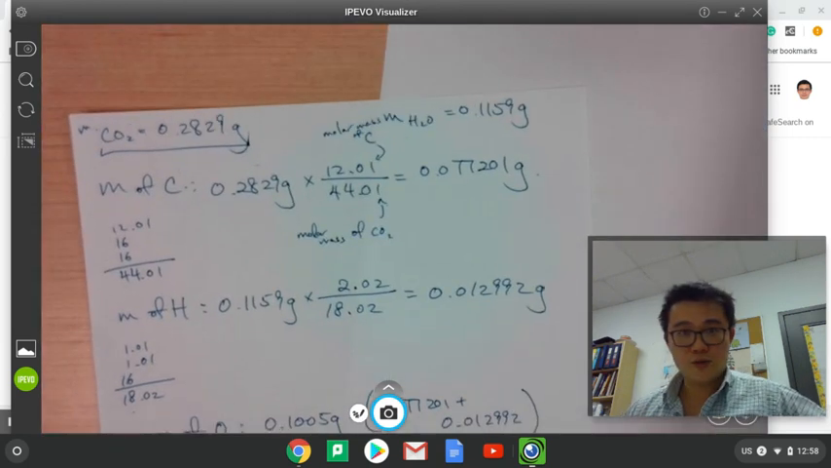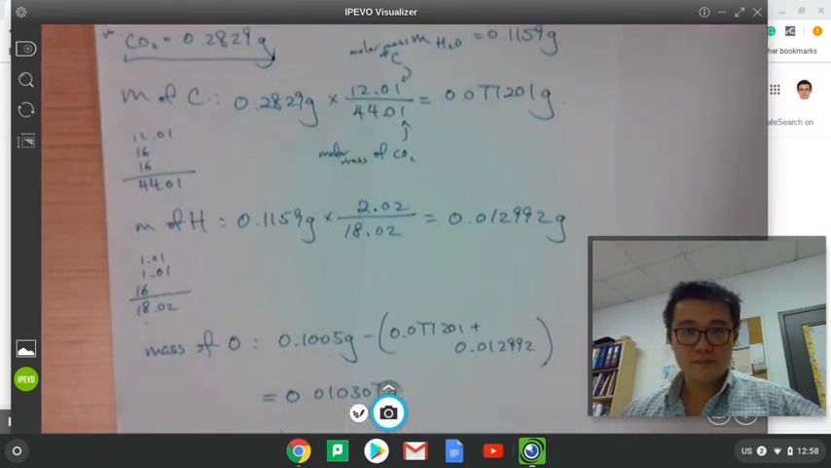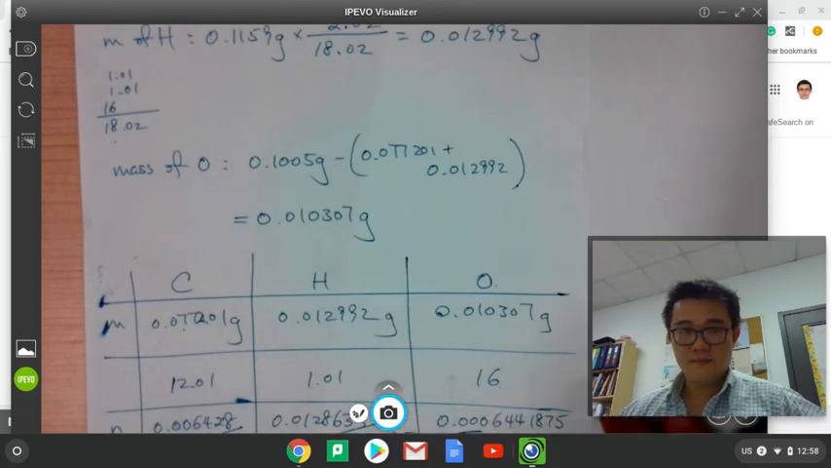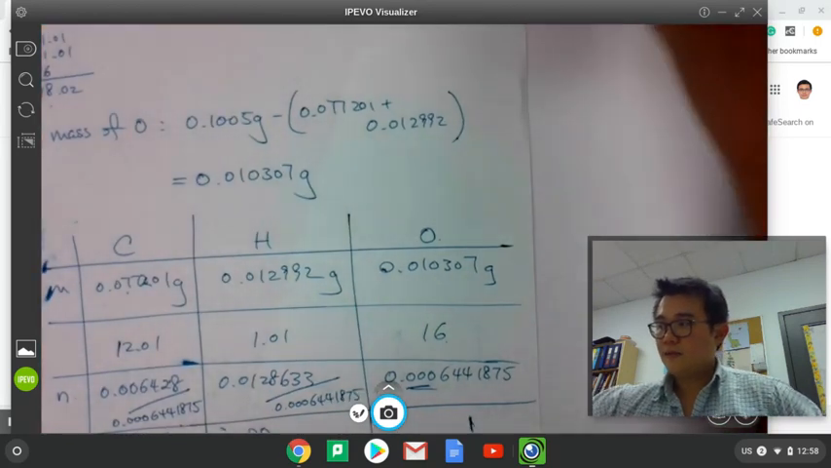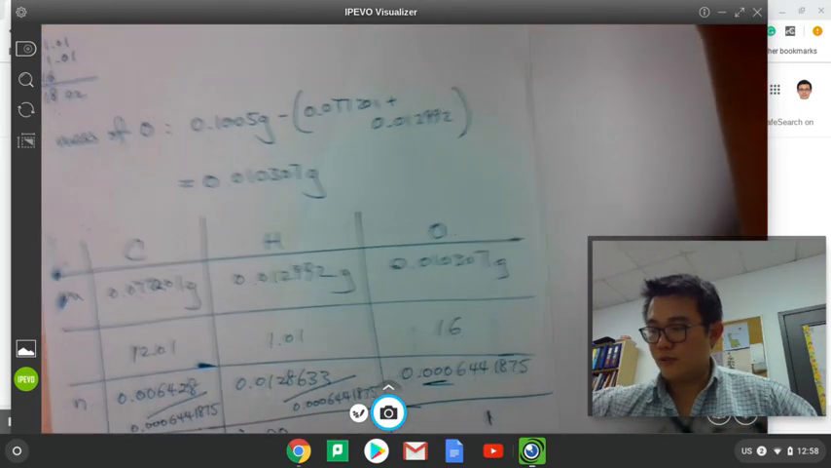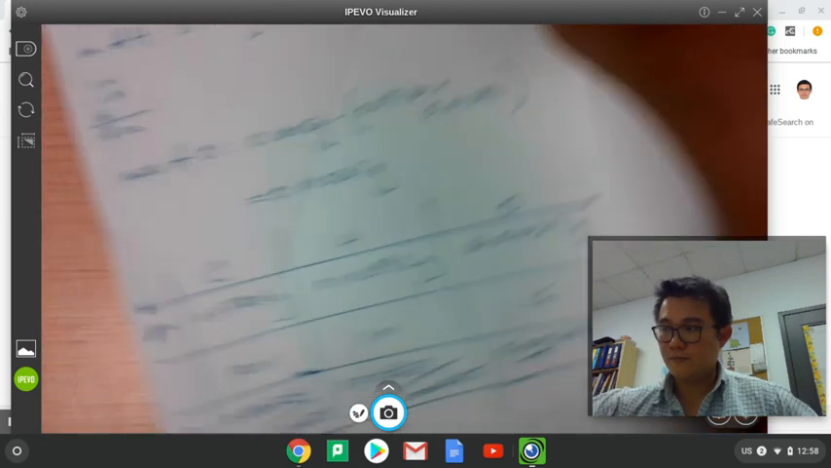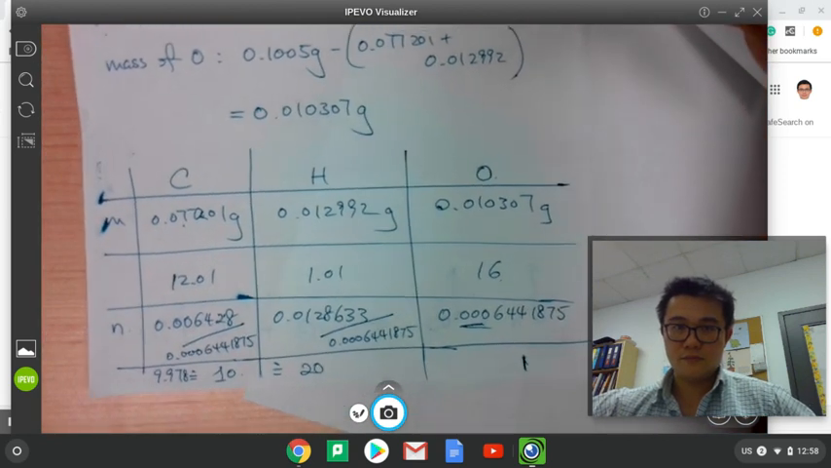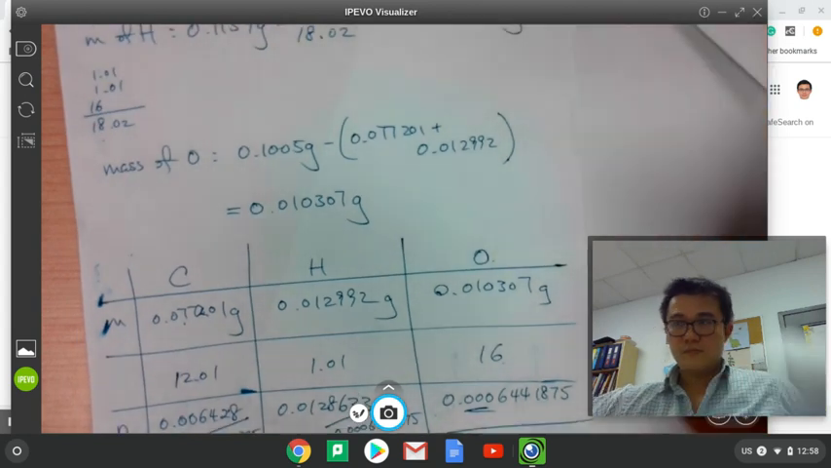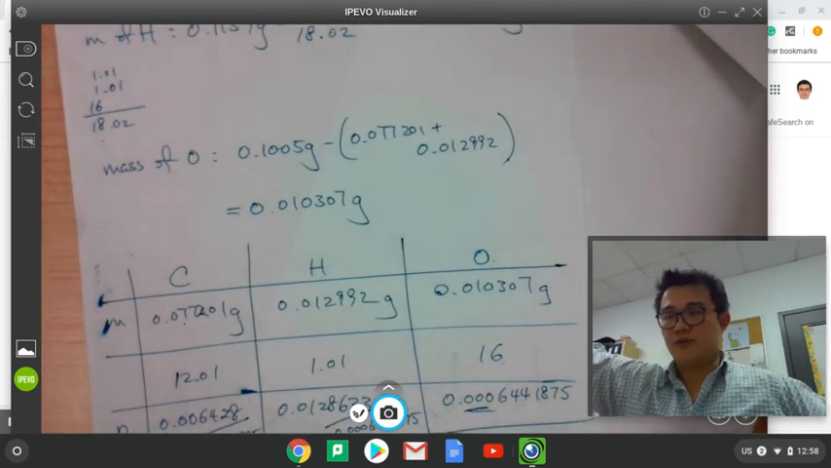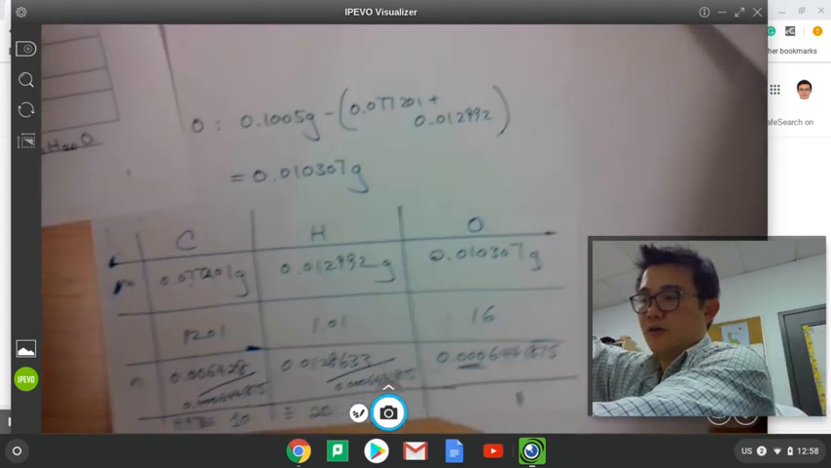And here's my work and calculation. Okay. Let me move this a little bit. Here's my work and calculation. I'm going to move the camera so you can see a little bit better.